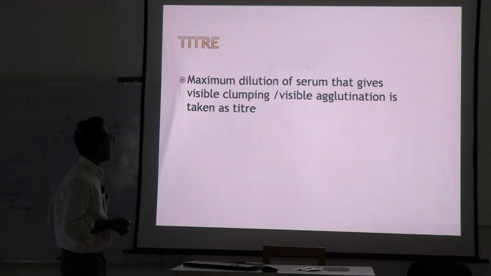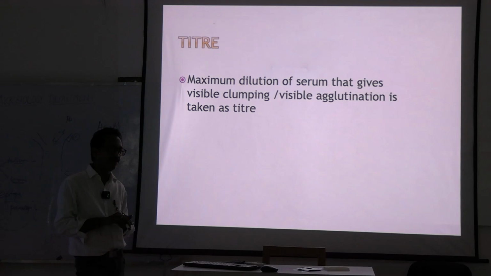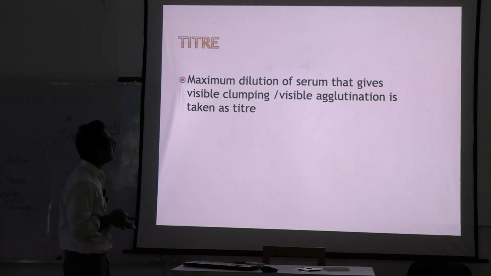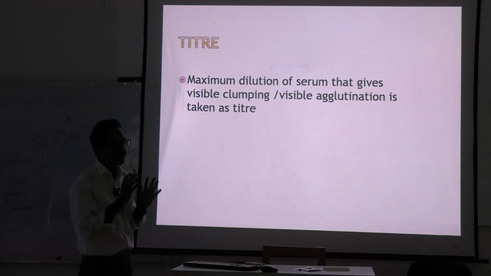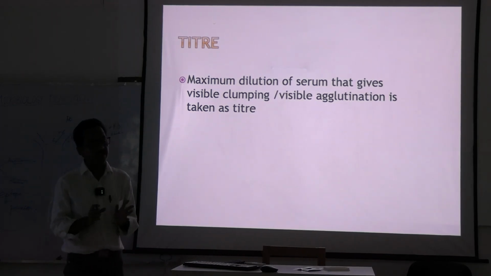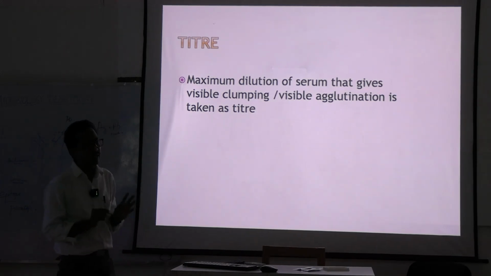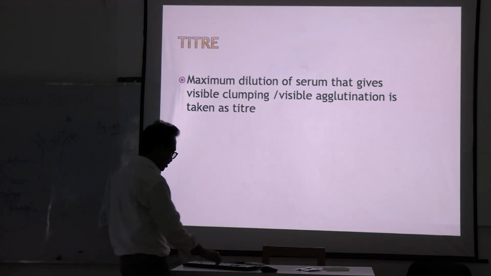Now, before we start, you should know about titer. What is titer? When you are doing any antigen antibody test, the maximum dilution of serum that gives a visible clumping, visible agglutination or visible precipitation is called titer. That is the inverse of dilution. The maximum dilution at which it can react with the antibody, that is titer.